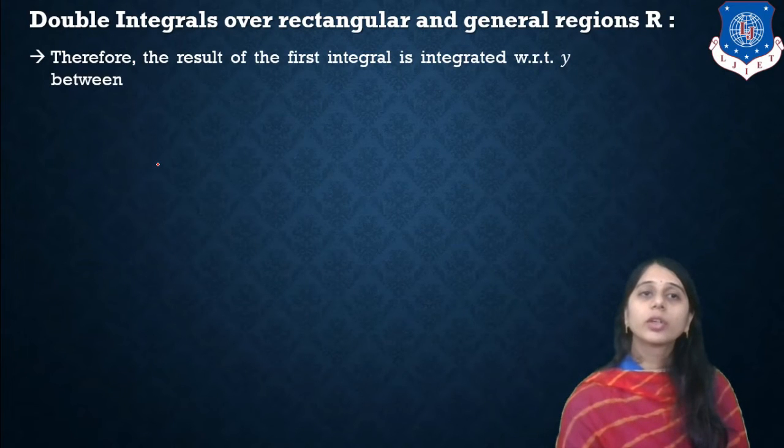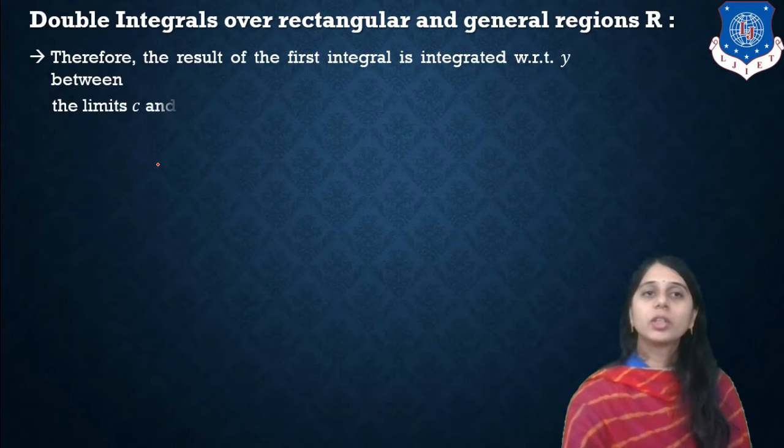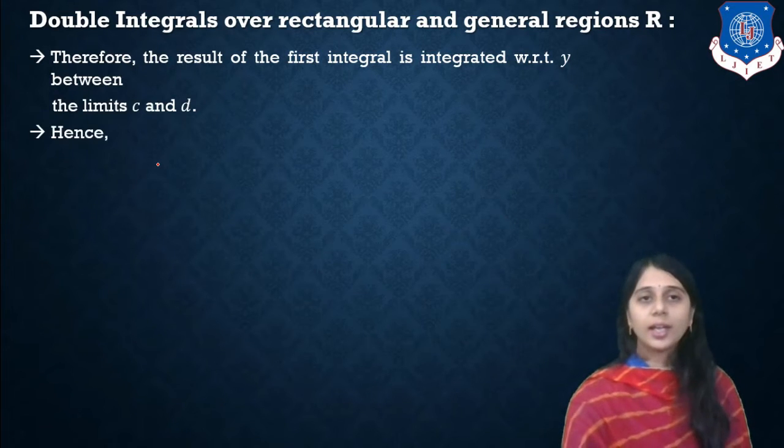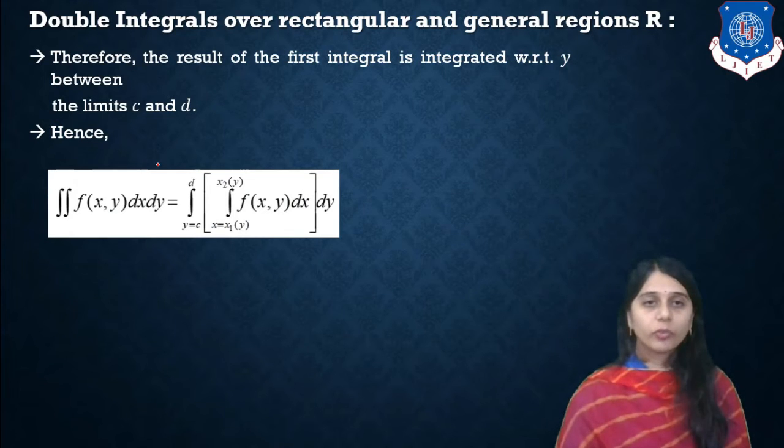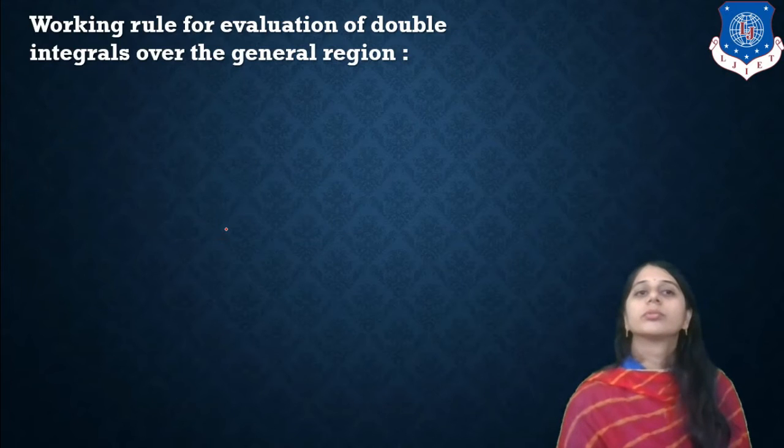Now the result of the first integral is integrated with respect to y between the limits c and d. Hence we fix the limit of y from c to d, and the limits of x change as functions x1(y) and x2(y).